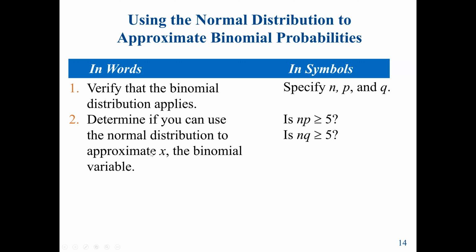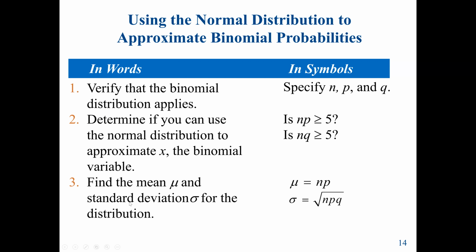Next, we need to determine if we can use the normal distribution to approximate x, the binomial variable. The condition is that we check if np is greater than or equal to 5. Also, we check if nq is greater than or equal to 5. Then we find the mean and the standard deviation for the distribution. If np is greater than or equal to 5 and nq is greater than or equal to 5, then the mean will be np and the standard deviation will be the square root of npq.